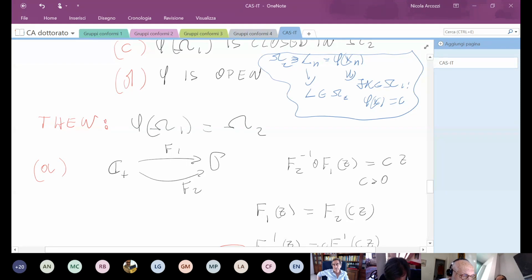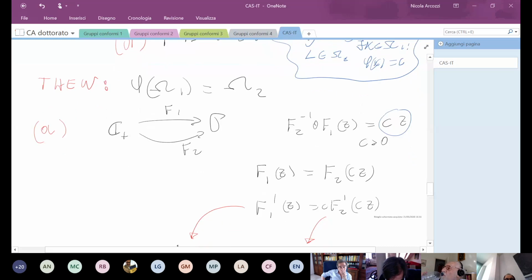Okay. Then, when I go back and forth, right, I make f2 inverse of f1, going from the upper half plane to the upper half plane. This is an automorphism of the upper half plane, fixing infinity, and fixing the origin, because the image of the origin by f1 and f2 is always the origin in the complex plane. And there is not much choice. It is an automorphism fixing infinity and the origin.